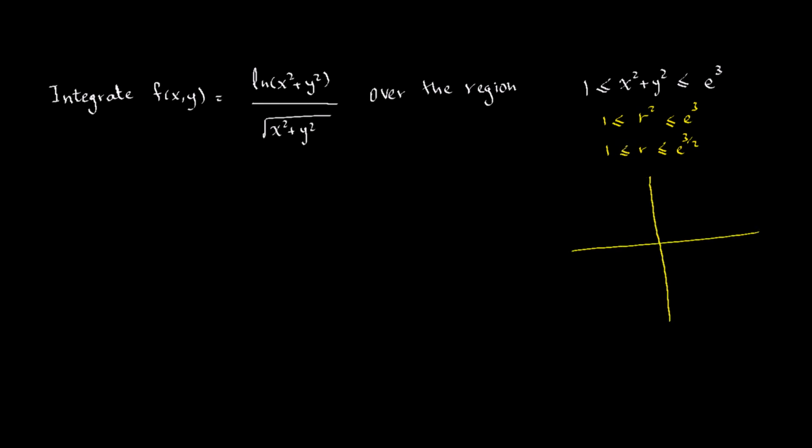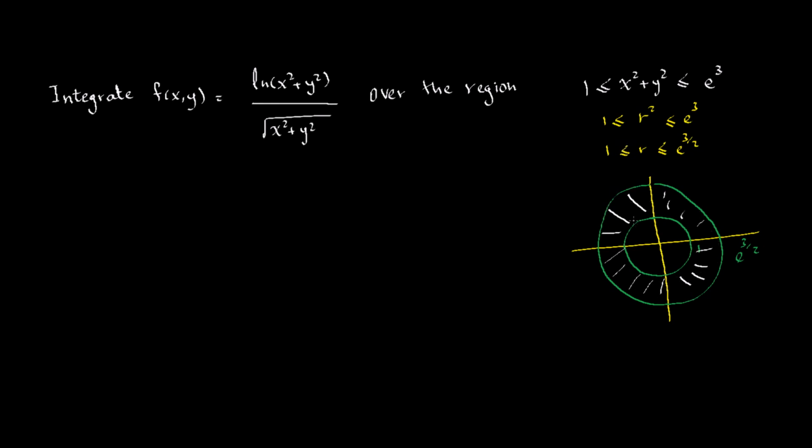So we're going to have a circle of radius 1, and we have another circle of radius e to the power of 3 over 2. And the region is everything defined between these two circles, which is a circular ring.